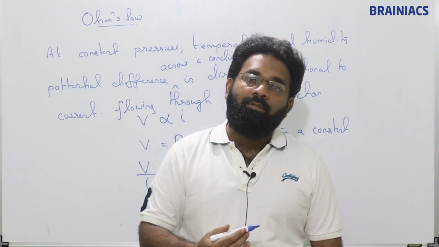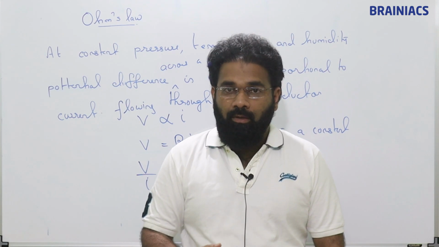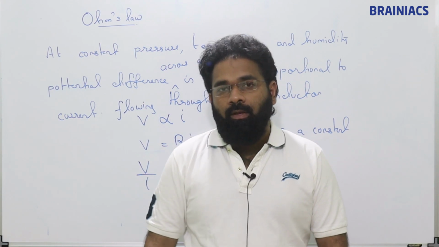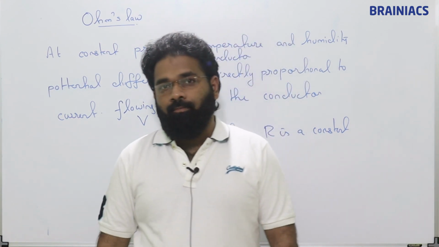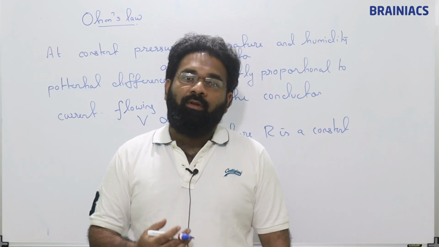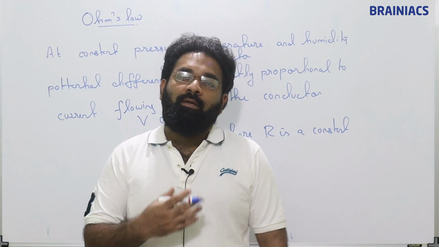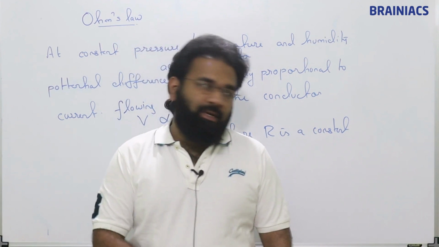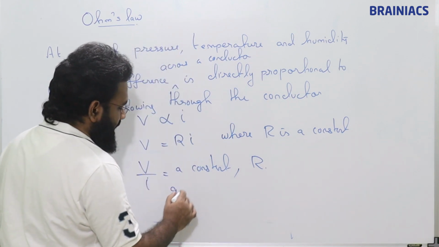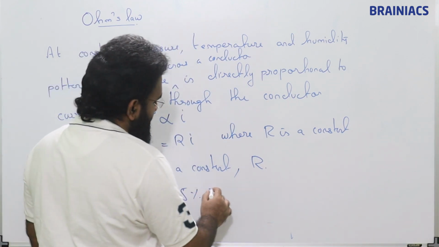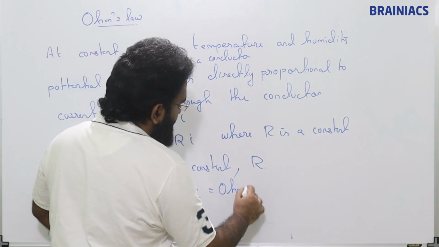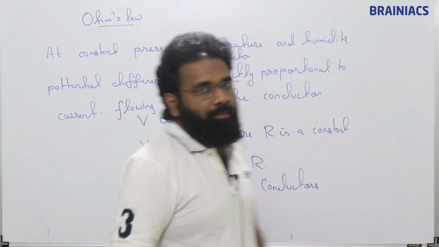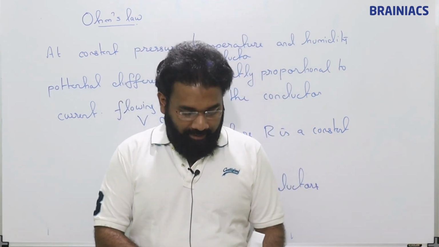Whenever resistance is constant, we call them ohmic conductors. Only those conductors with constant resistance will obey Ohm's law. There are non-ohmic conductors too, where the resistance value itself changes when the voltage changes. There are resistances like that. But 95% of our syllabus deals with ohmic conductors.